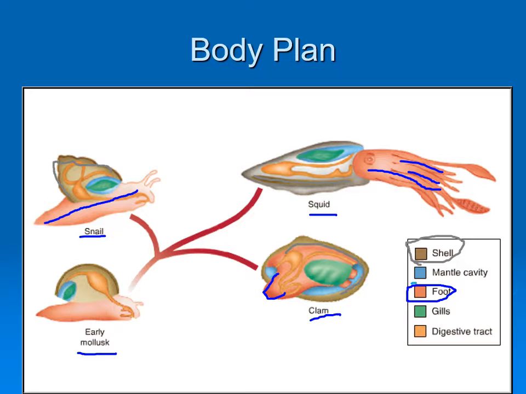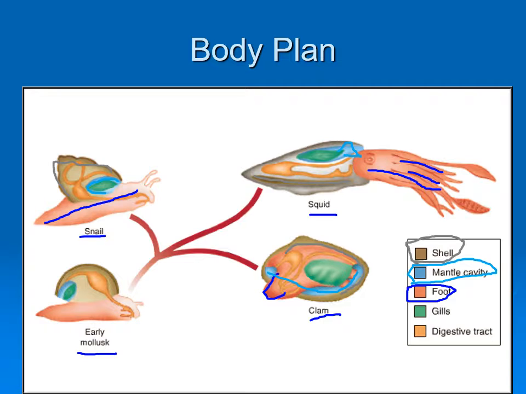Next thing I want to point out is the mantle cavity. I'm going to use the shade of blue for the mantle. Remember, that's what makes the shell. So we have that here, and here, and here. I'm just pointing out that despite the fact that these have clearly taken very different paths from the perspective of evolution, they still have those same basic parts.